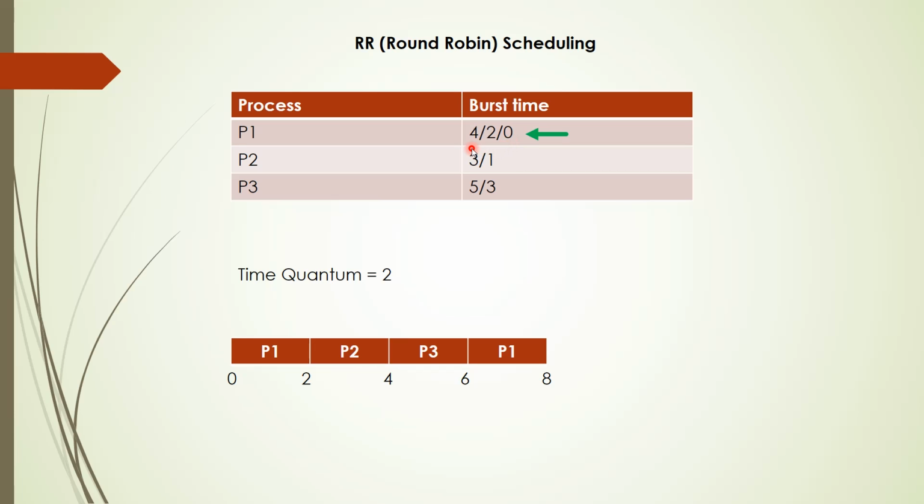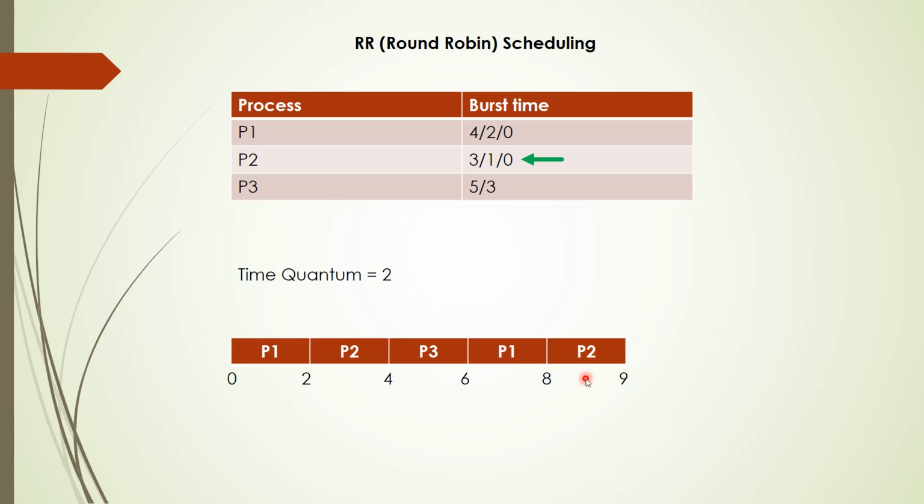Initially P1 needed 4 clock cycles. So this is the first clock cycle given to P1 and this is the second clock cycle given to P1. So 2 plus 2, 4. P1 has completed its execution. That is why we put 0, as no more clock cycles are required by P1. Next is P2. P2 needed 1 clock cycle, so from 8 till 9 it is given 1 clock cycle.